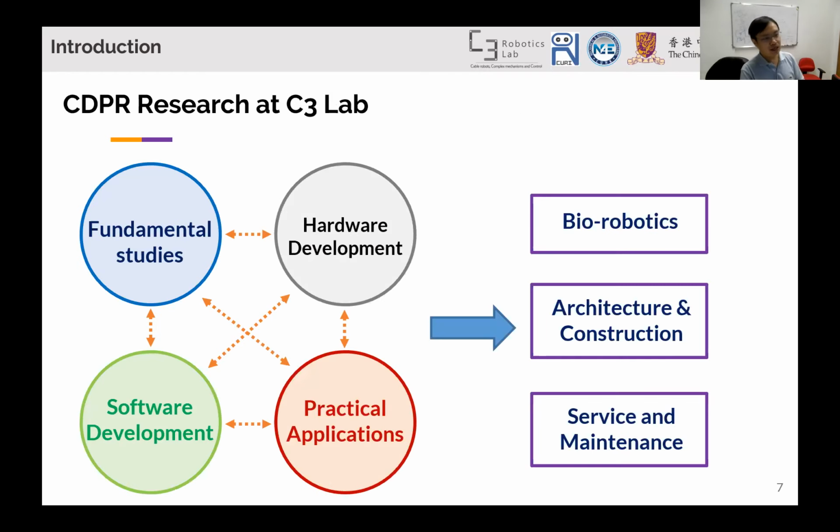The work we do at CUHK, the Chinese University of Hong Kong, covers a range of aspects of cable robots. We feel the things are all interconnected, from fundamental work like control, analysis, dynamics, and kinematics, to developing software and hardware so that the systems can go into the real world. The applications I target are mainly bio-inspired systems like humans, architecture and large-scale construction works, and also service and maintenance. All of these are actually quite widespread.